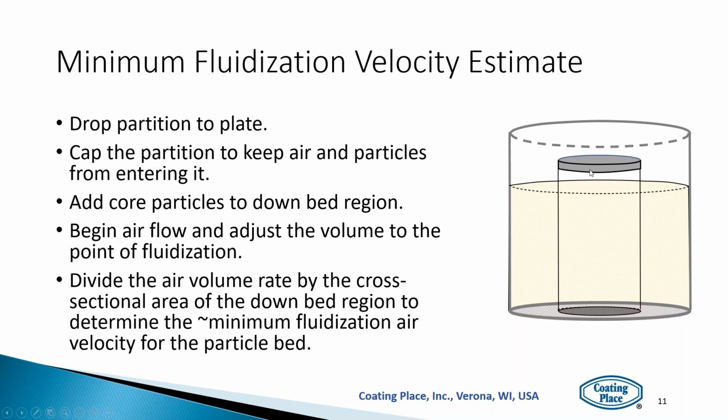workshop webinar. But one way to do it is to put the partition in your chamber, and instead of having it distance off the plate, to actually push it all the way down to the plate to shut off all airflow that would enter the upbed. And then cap off the top of that partition with tape or some sort of cap that you tape down. Put some particles in the outer bed and start fluidizing air. And the point at which you start to see particles fluidize and move around, take that air volume and divide it by the cross-sectional area of that whole zone, and that'll tell you the velocity that you need to lift those particles.